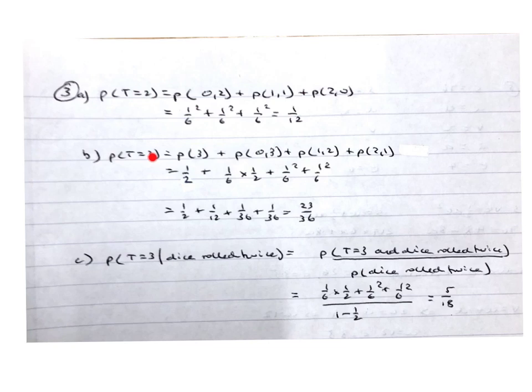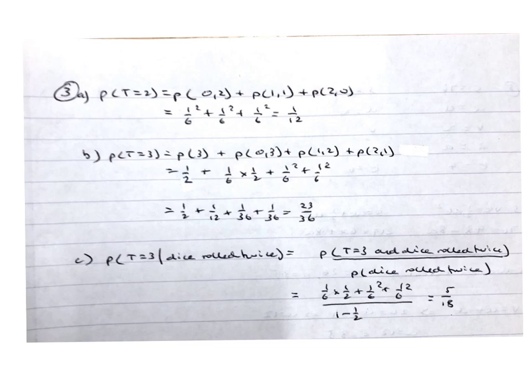In part B, we want the probability that t equals 3. How do you get a 3? We can get a 3 first up, so the probability of that is a half. Or you can do a 0 followed by a 3. 0 is a sixth, 3 is a half. Or 1 followed by 2, 1/6 squared, or 2 followed by 1, 1/6 squared. And so that works out to be 23 over 36.